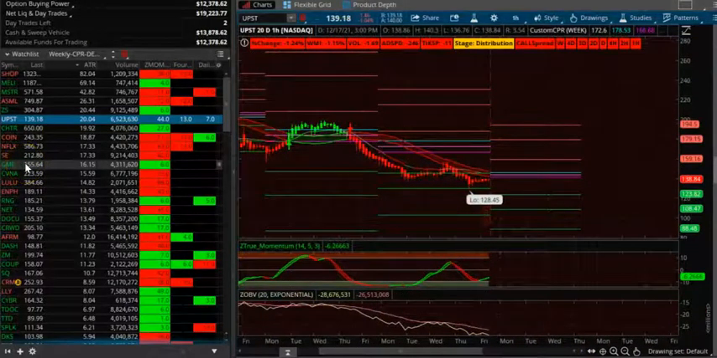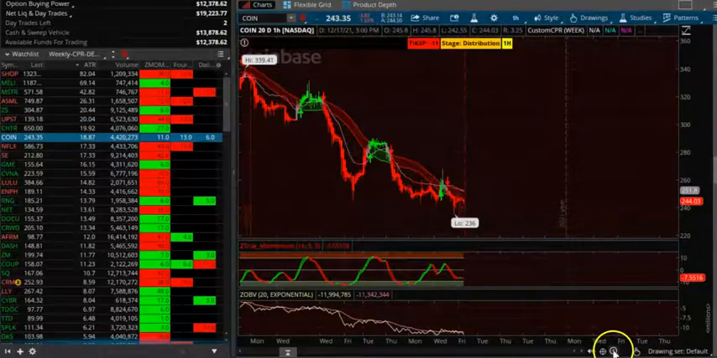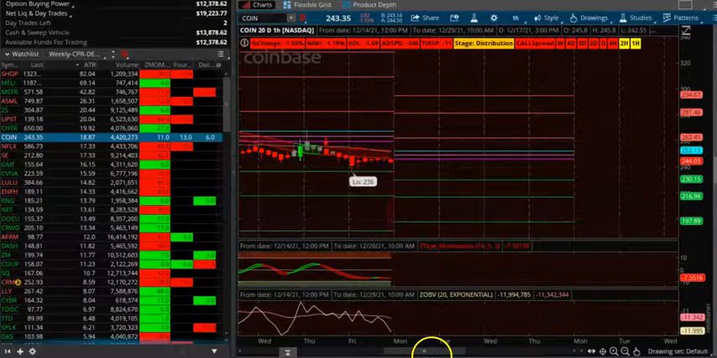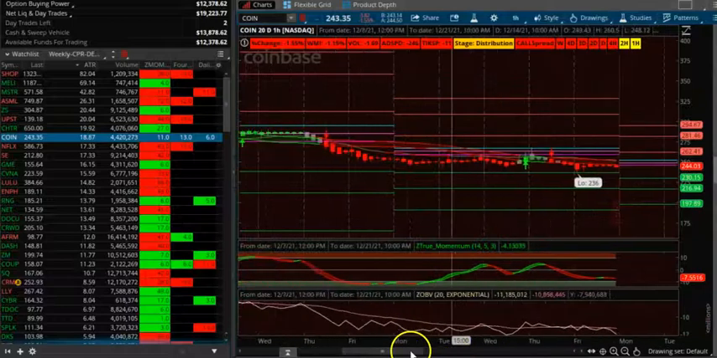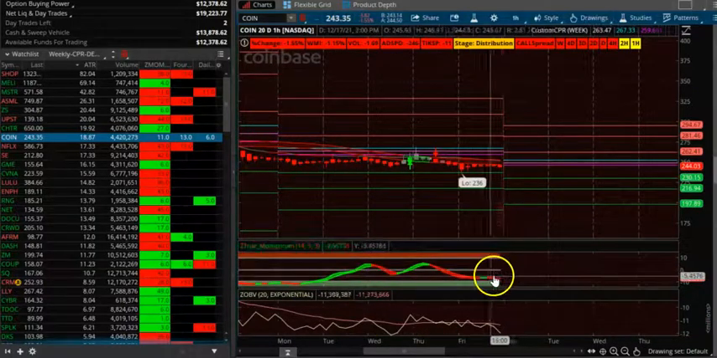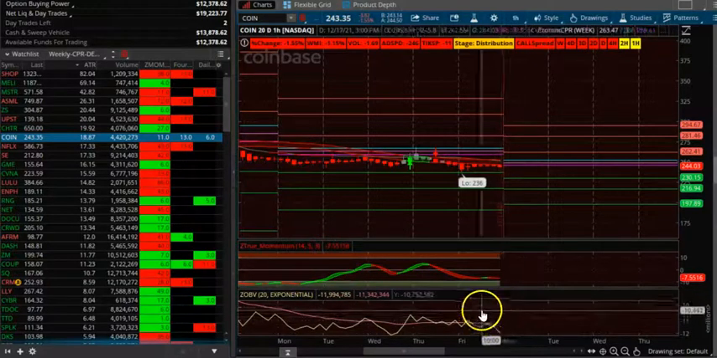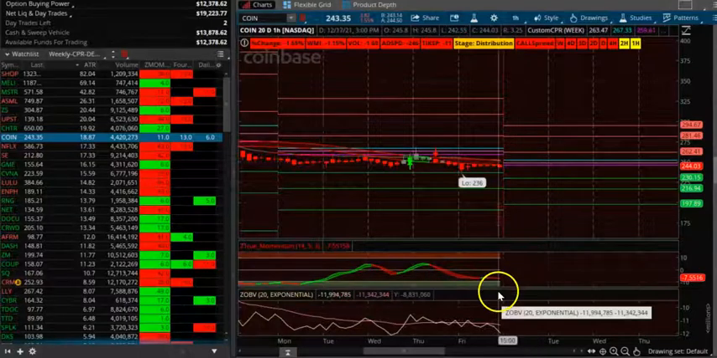Next one, let's go down, Coin. You can see that it's all negative. CPR is trending down, that's also negative. Momentum is red, that's also good. On balance volume is negative, it's going down. So Coinbase is a good one to look for. Coinbase, UPST.